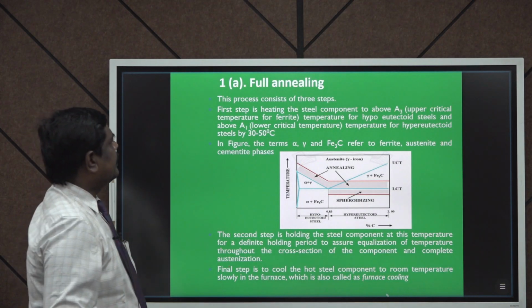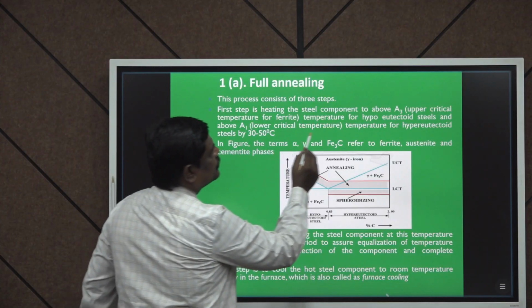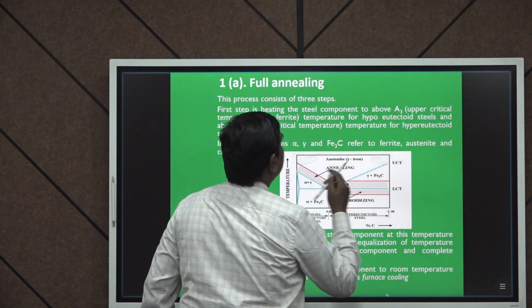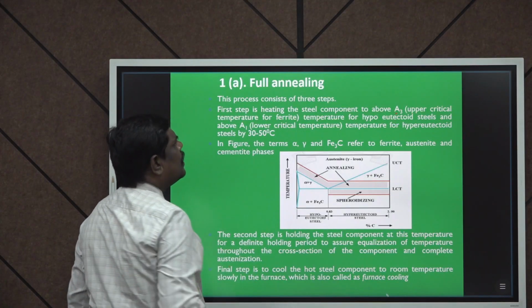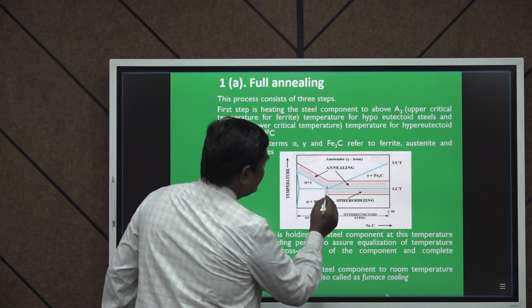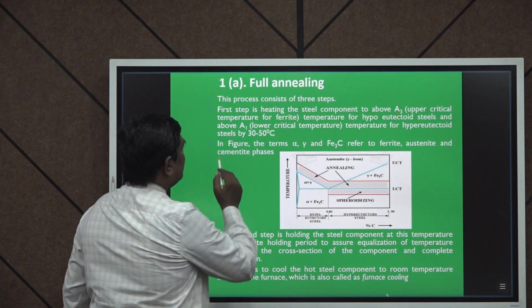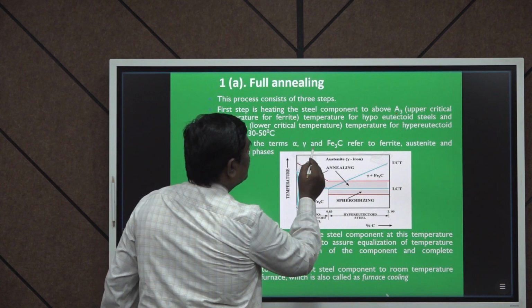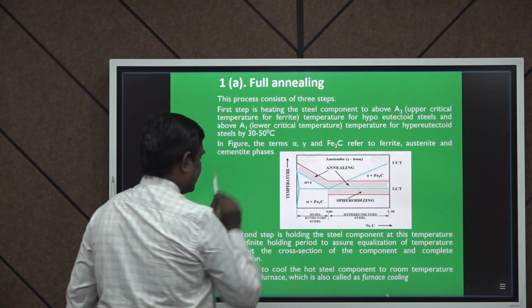See, full annealing, the step by step procedure. The first step is to heat to the upper critical temperature. So, upper critical temperature is slightly above, some 30 to 50 degrees centigrade. So, that is 723 degrees centigrade, above which we call it the upper critical temperature, where alpha and gamma, referred to as ferrite, austenite and cementite phases.